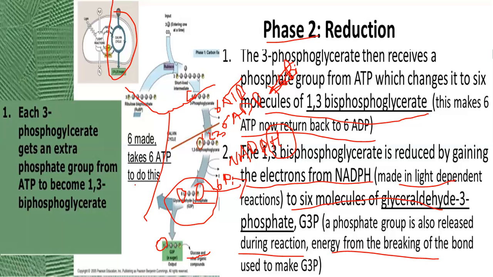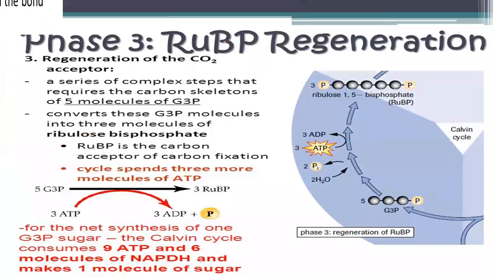reactions, because the next reaction which we can see is RuBP regeneration, or what is called the regeneration process. Ribulose bisphosphate is the carbon dioxide acceptor. So in this, a series of complex steps requires the carbon skeleton of 5 molecules of G3P. Here we know that it is a 3 carbon compound, but at last we have to get a 5 carbon compound.